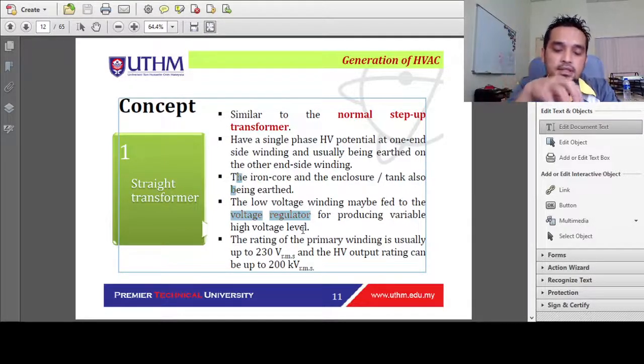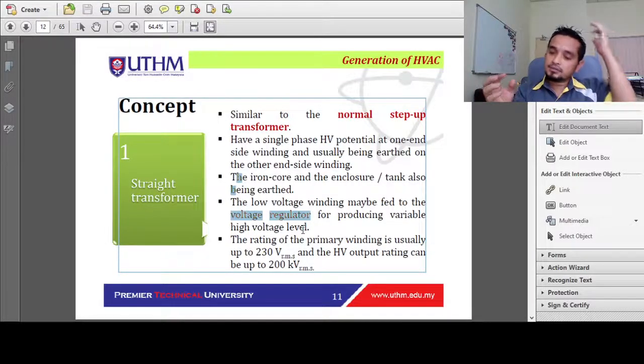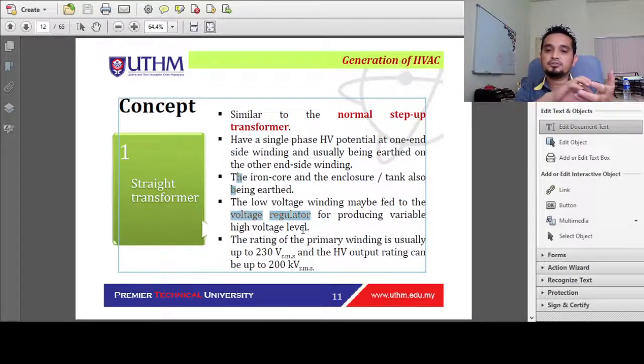Why do we need to connect the voltage regulator to the low voltage winding? Okay, what happens is that the transformer will have primary winding and secondary windings, primary input, secondary output. The only way for us to vary the voltage output is to vary the voltage input, the incoming voltage supply. So how are we going to vary this voltage? This is the use of the voltage regulator, so that we can vary the voltage depending on the application or the output voltage requirement.